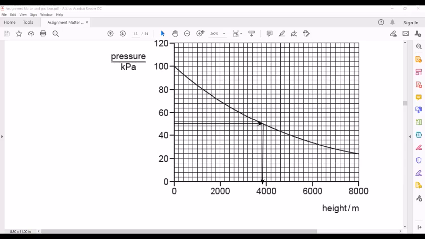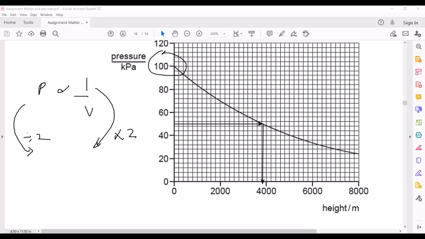Is it clear? Because they asked this question indirectly. They mentioned at what height the volume will be double. So if the volume of the balloon is double, it means the pressure should be half, and we have the graph between pressure and height. So if the pressure is half, we can identify at what height the pressure will be half compared to the original. The original pressure was 100 kilopascal at the ground level, so half of 100 will be 50 kilopascal. And we are finding the height when the pressure is 50 kilopascal. Is it clear, this example?